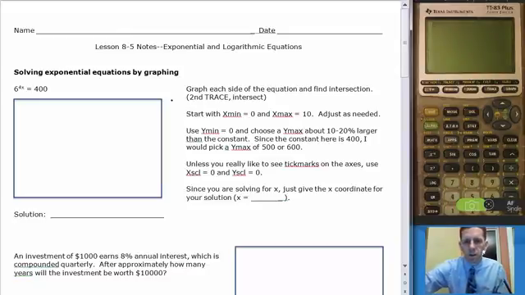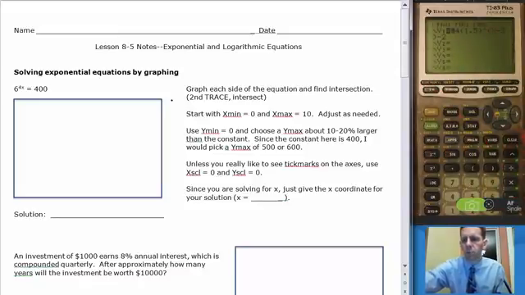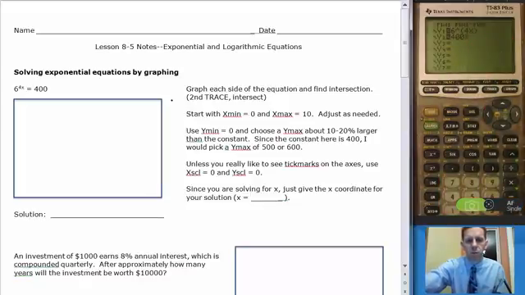So we're going to start by turning our calculator on, and to graph each side of the equation, I'm going to go to my y equals button. If you have anything listed under y1 or y2, you can hit clear to delete it. I'm going to start with y equals 6 to the 4x power. I'm going to put 4x in parentheses. And I'm also going to graph the right side of the equation, y equals 400. So I've graphed both the left side and the right side of my equation as y equals equations.